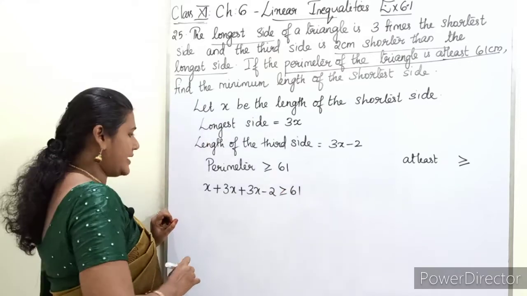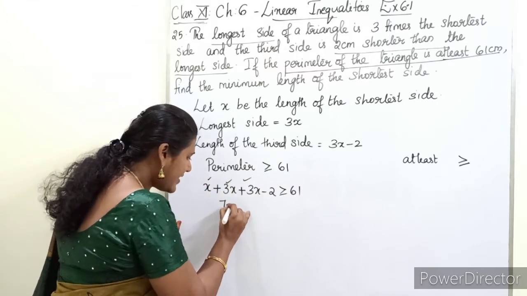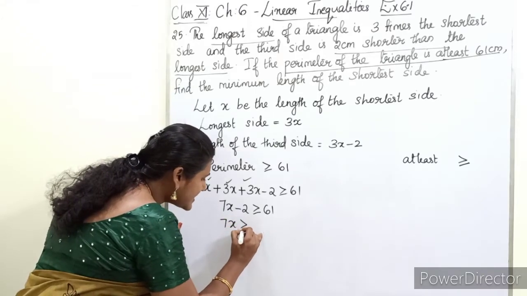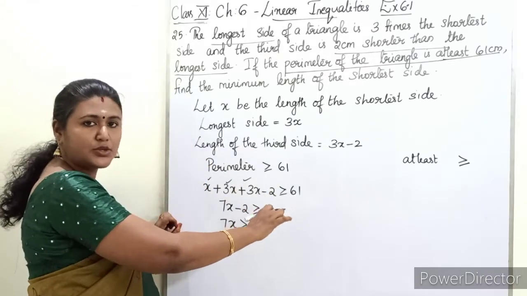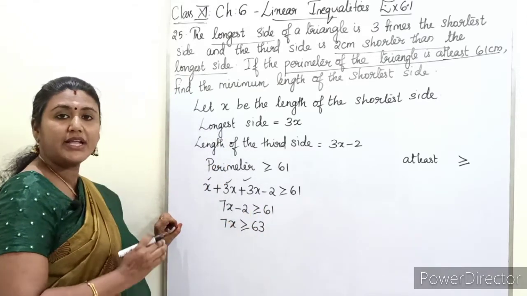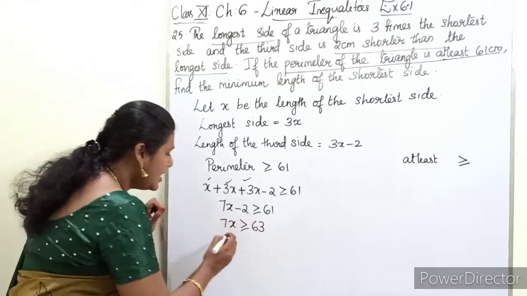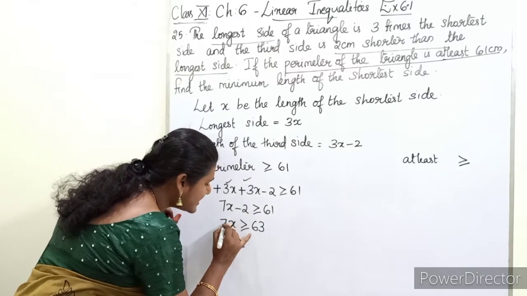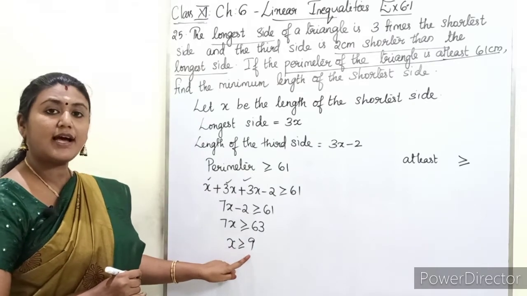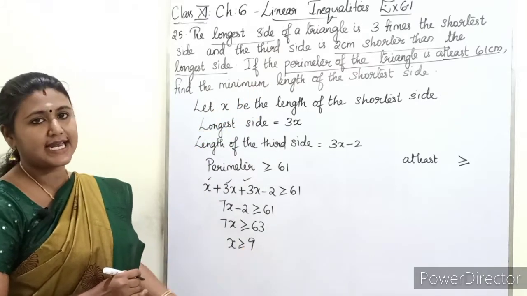So we can write x plus, longest side is 3x plus, third side is 3x minus 2, is greater than or equal to 61. Now we will add these x terms. So 6x plus x, that is 7x, minus 2 is greater than or equal to 61. So 7x is greater than or equal to, this minus 2 we will take to the right side, so 61 plus 2 is 63. So from this we have to find the value of x. For that we have to divide the inequality by 7. So x is greater than or equal to 63 by 7, which is equal to 9. So what we got? x is greater than or equal to 9. So the minimum length of the shortest side is 9 centimeters.